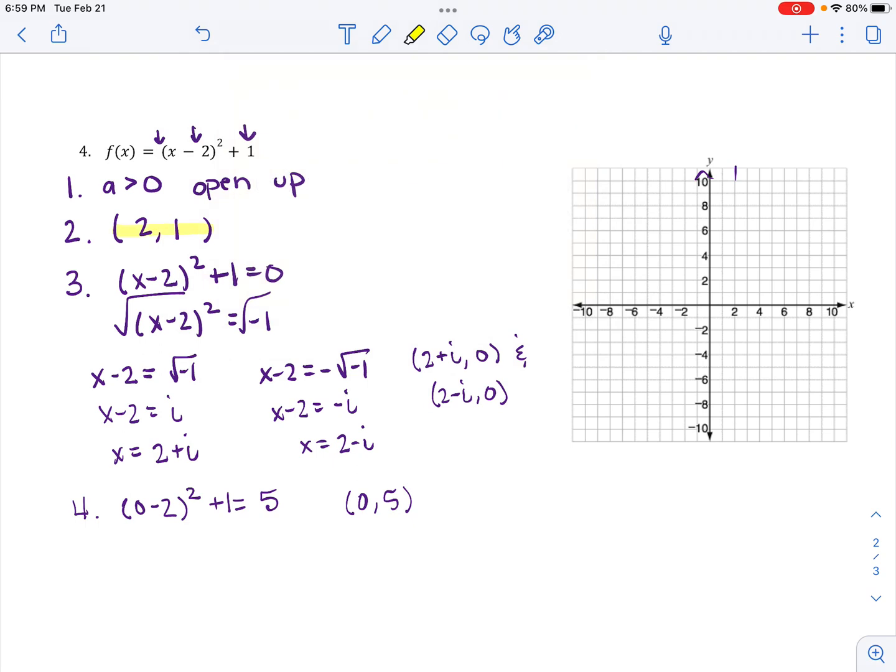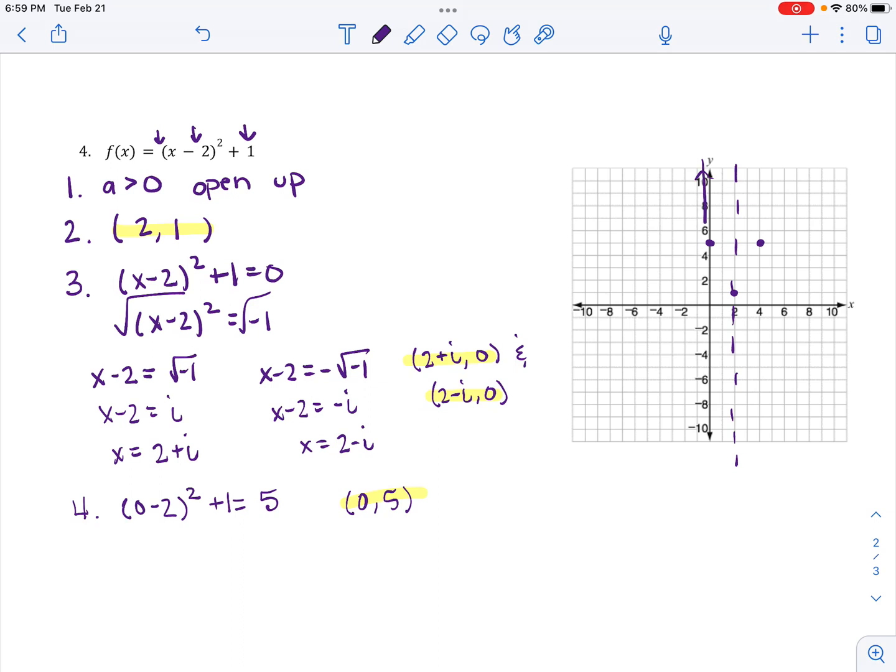So here is my vertex, my two x-intercepts, and my y-intercept that we're going to plot. So (2, 1), I'm going to plot that first. Now, 2 plus i, I can't really plot that. So we're going to go and we're going to plot (0, 5). And we're going to draw in this axis of symmetry here to find that other point here. So it's 2 away, 2 away.